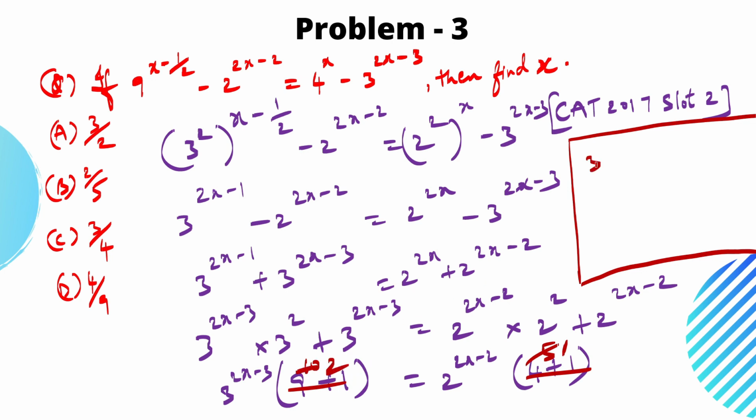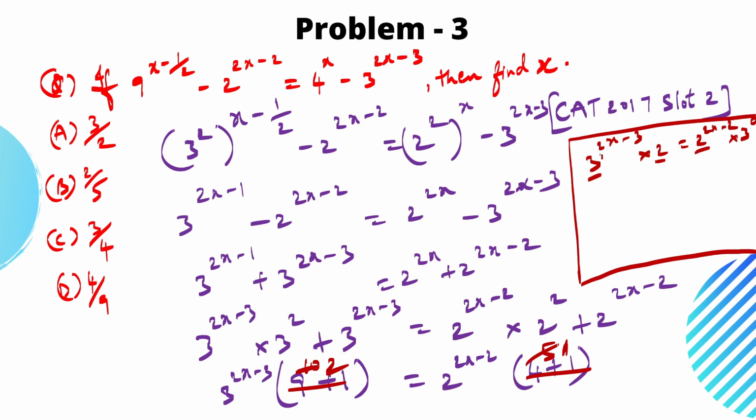So we can rewrite it as 3 power 2x minus 3 into 2. This will be equal to 2 power 2x minus 2. Right? So here we have base 2. On the right hand side also we have base 2. On the left hand side we have base 3, but on the right hand side we did not have any base 3. So we are making this one as 3 power 0. Right? So that the bases are equal on both the sides.